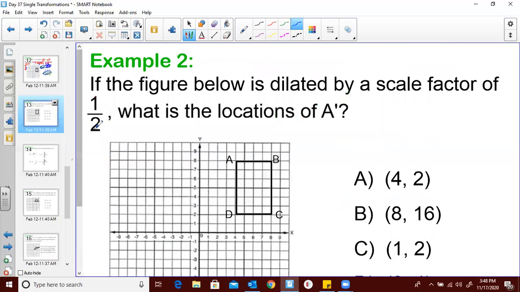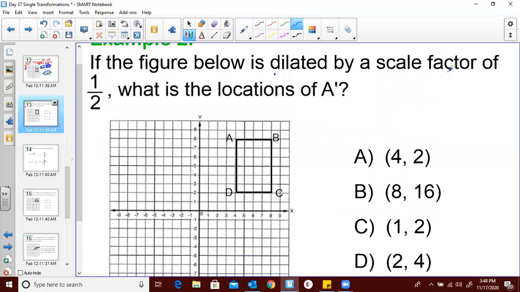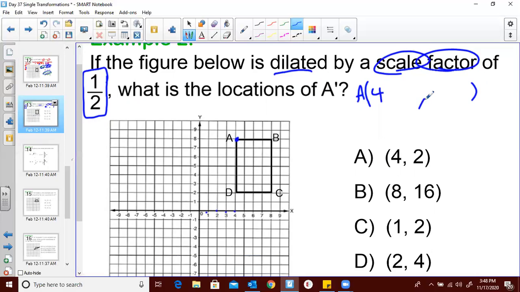All right, the figure below is dilated by a scale factor of 1/2. What is the location of A prime? Well, if we're looking for A prime, we probably need to start with A. And let's look at what A is. So A is over 1, 2, 3, 4. That's my x. And I'm going to leave a little bit of space in between this coordinate pair, and you guys will see why in a little while. So I'm going to go up 1, let's take my elevator, 1, 2, 3, 4, and that's 8.